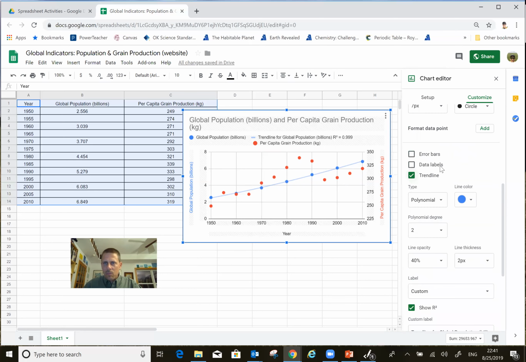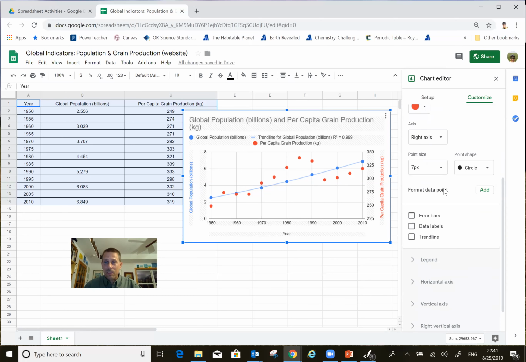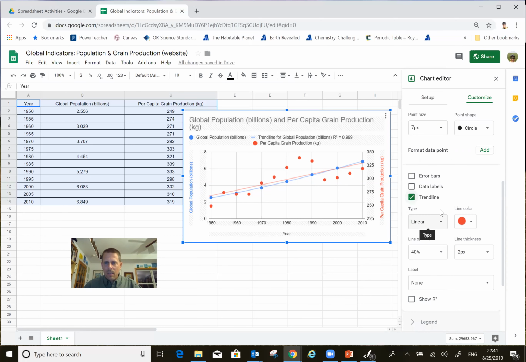And now let's switch to the per capita grain production. And this data is going to be a little interesting here. Let's see what we get. Trend line. Okay. And let's go ahead and show the R squared value once again. And you can see this is quite different from what we had with the global population. But remember, I'm not comparing the R squared value for the per capita grain production with the global population. I'm comparing the R squared values for different trend curves or lines for that set of data.